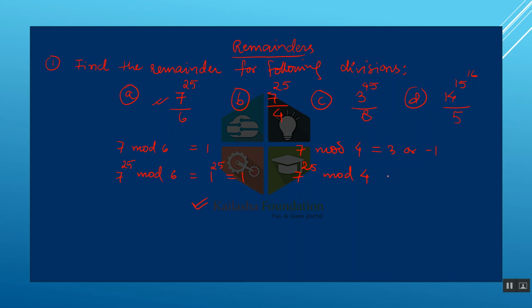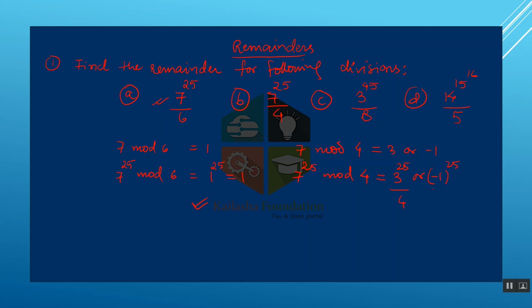7 raised to the power 25 mod 4 is 3 raised to the power 25 or minus 1 raised to the power 25. One more thing, 3 raised to the power 25 will be greater than 4. How can it be the remainder? So again it must be divided by 4. It will complicate things. So this is more convenient.